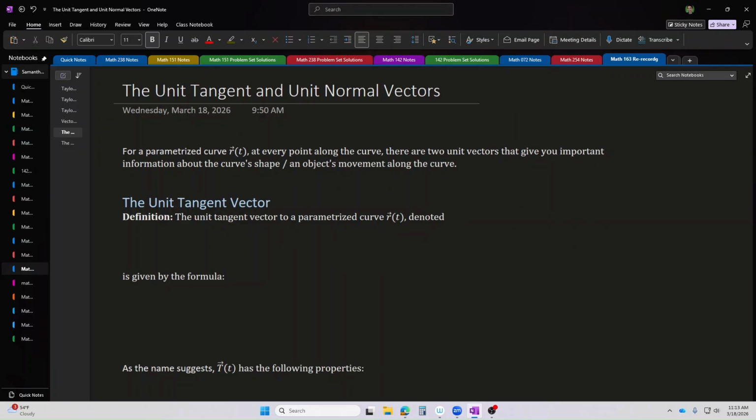Original audio recording correctly. So the goal for this lesson is to discuss two vectors that are associated with a parameterized curve called the unit tangent vector and the unit normal vector. We'll talk about what the formulas are for those vectors, and we will talk about what they mean and what they're telling you about the curve and about movement along that curve in space.